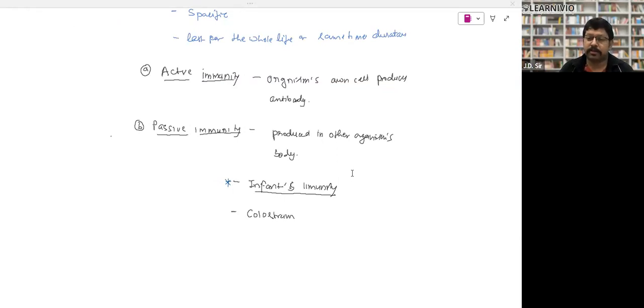So colostrum is the milk which is produced by the mother immediately as she gives birth to the young ones, and it is very important. Why? Because it develops immunity inside the child's body. This is passive immunity. So passive immunity is produced by the body of some other organism, but active immunity is produced by the body of own organism. Tell me, is it clear? Yes.